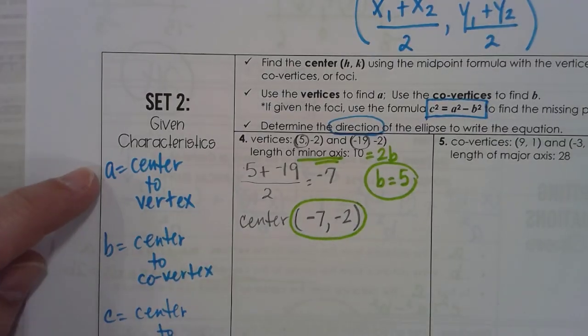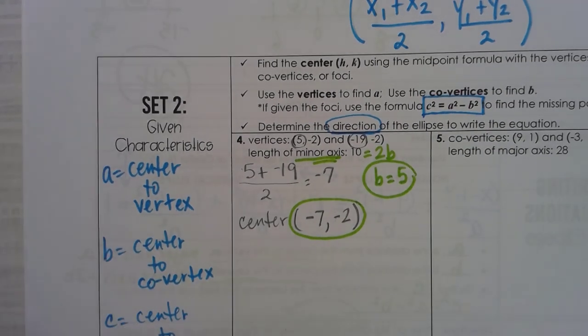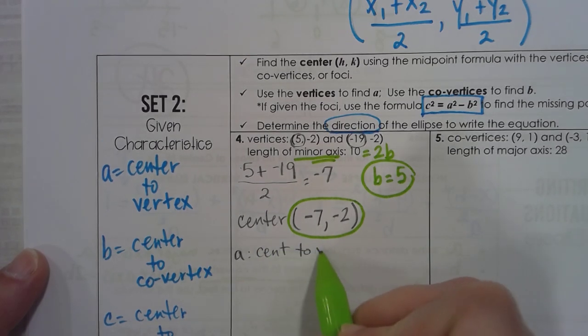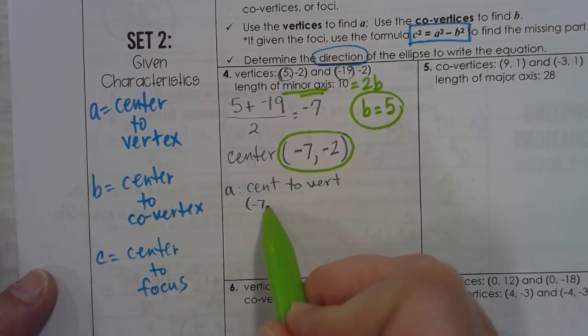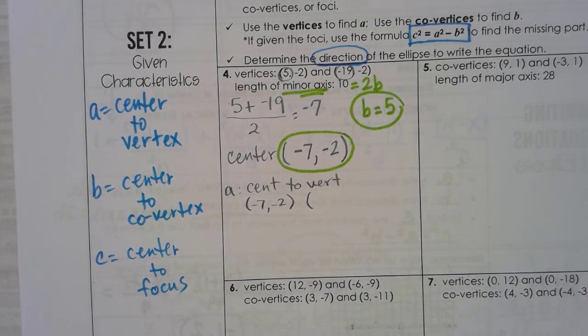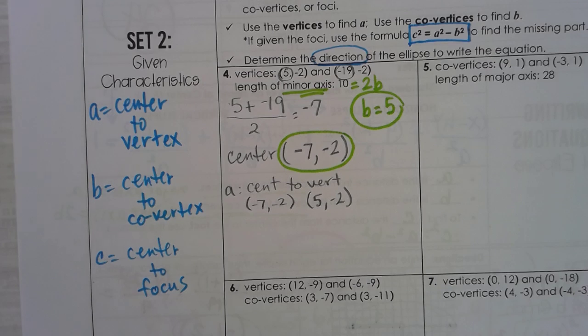So A, right here, is our center to our vertex. So if we're trying to find A, it is the center to the vertex. So the center was (-7, -2), and the vertex was, well, we just need to pick one, because there are 2 of them. Pick one. Which one makes you happy? (5, -2), or (-19, -2)? Which one? The first one? Great. (5, -2). It does not really matter. We'll get the same answer.